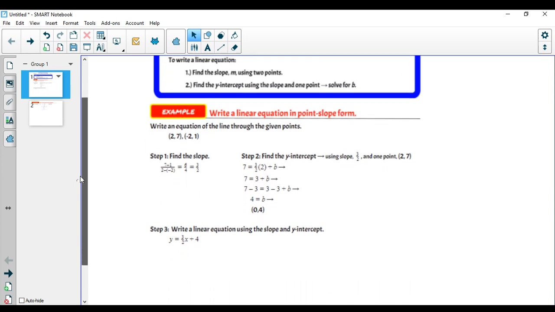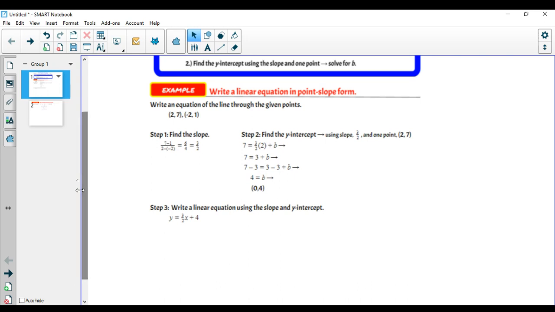So in my example here, I have two given points. Like I said, the first thing we need to do is find our slope, and then once we find our slope, we can use that to find our y-intercept. So if my 2 points here are (2, 7) and (-2, 1), first thing I'm going to do is find the slope of those lines.